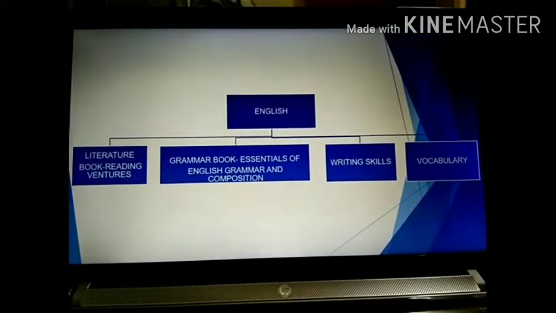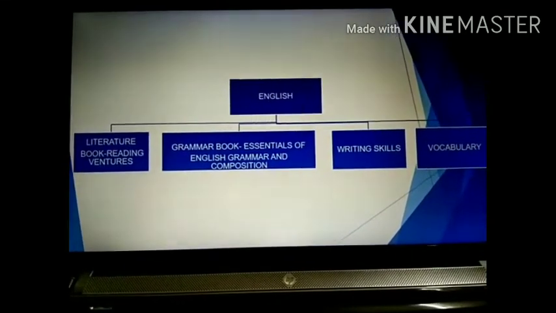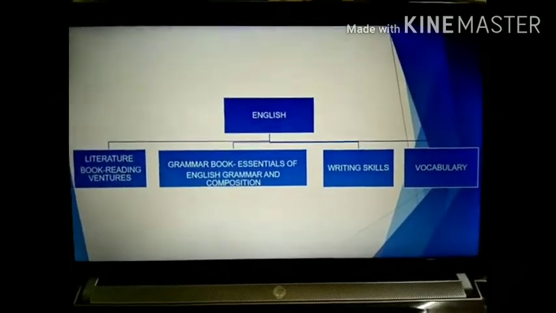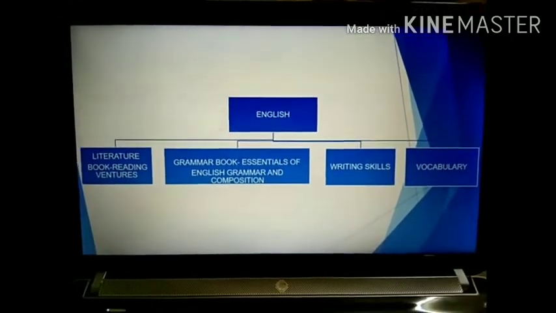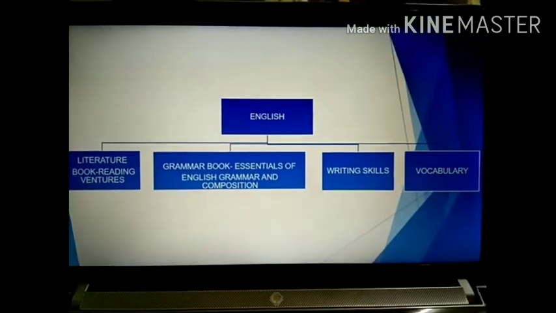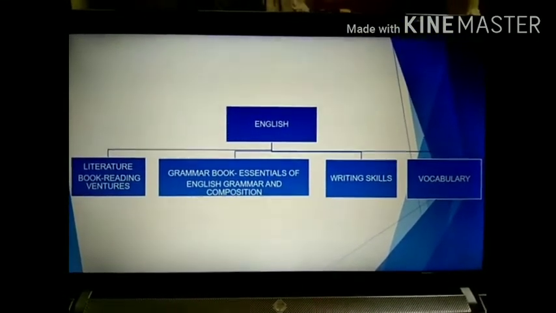As a subject, English is divided into 4 sections. First is literature, second is grammar, third is writing skills, and the fourth is vocabulary.